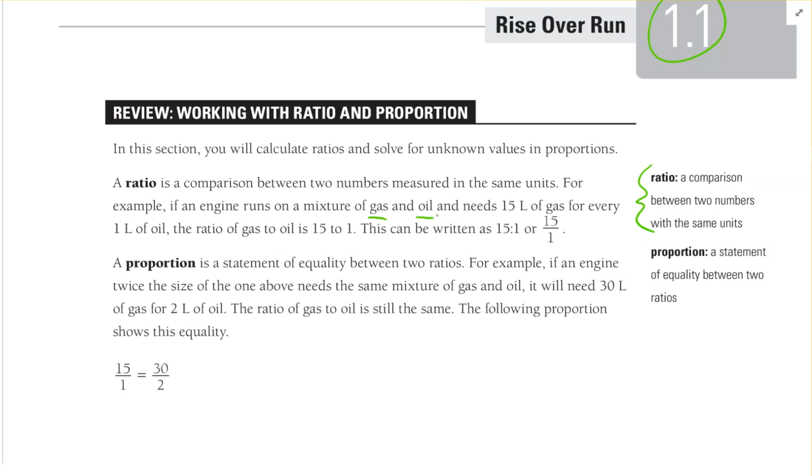So let's say that your chainsaw needed 15 liters of gas for every 1 liter of oil. Well, the ratio, we would say, is 15 to 1. So that's one way of writing it, just 15 to 1, and that's how you'd probably want to say it. And then the next way you can write it is 15, colon, 1. So that also says 15 to 1. Or 15 over 1, that's also 15 to 1. So just different ways of saying the same thing.